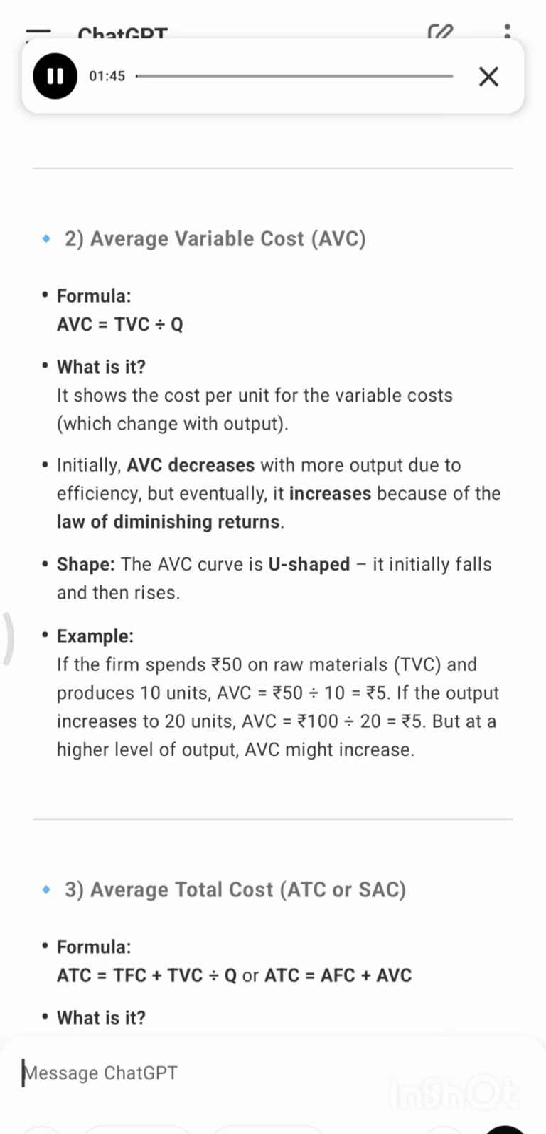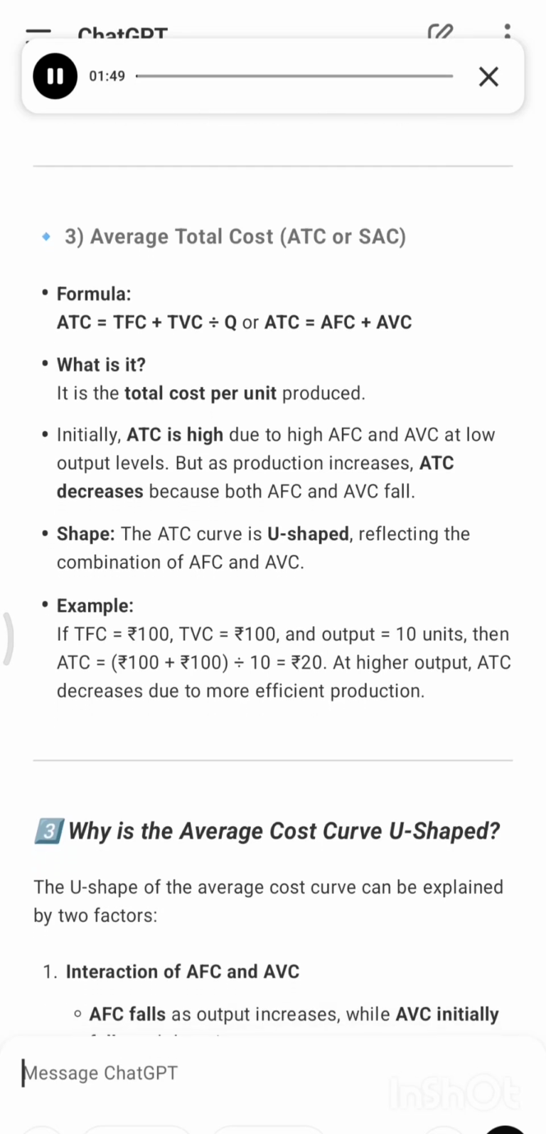3. Average total cost, ATC. Formula: ATC equals TFC plus TVC divided by Q, or ATC equals AFC plus AVC. It is the total cost per unit produced. Initially, ATC is high due to high AFC and AVC at low output levels. But as production increases, ATC decreases because both AFC and AVC fall. Shape: the ATC curve is U-shaped, reflecting the combination of AFC and AVC.